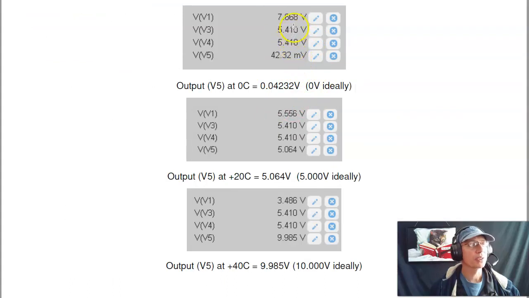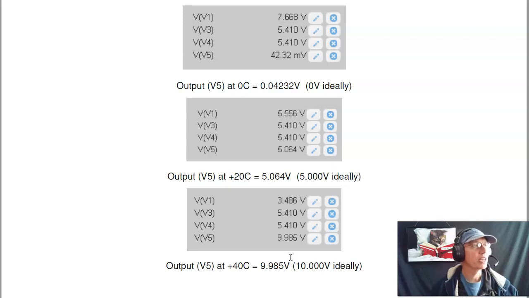So given this circuit, I can run 3 DC simulations at 0 degrees C, the corresponding resistance, I should be 0 volts out. It's actually 0.042 volts. At the midband, I should be 5 volts out. At the high end, I should be at 10 volts. And so there I've actually done what I wanted. I've gone from 0 to 10 volts as temperature goes between 0C to 40C.